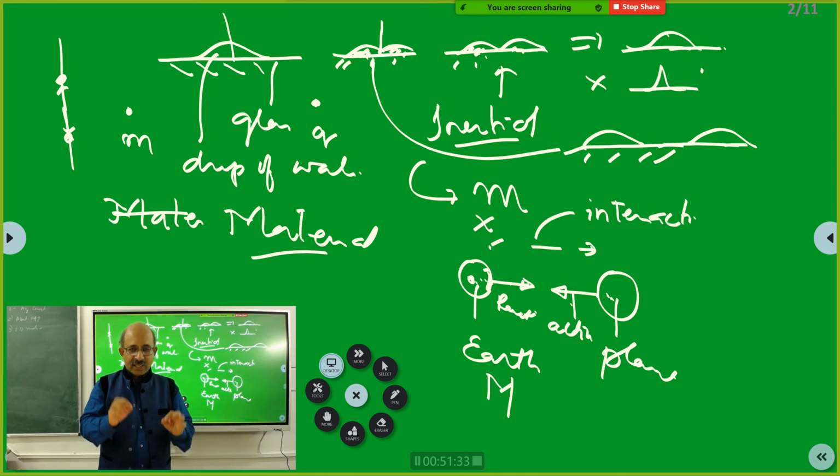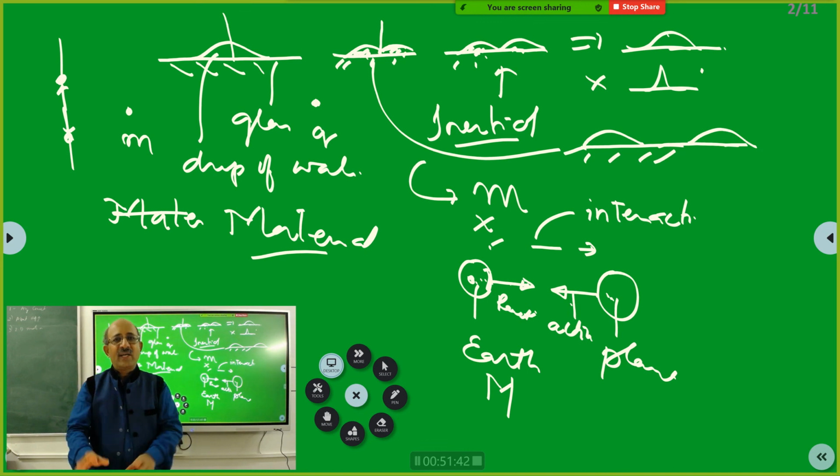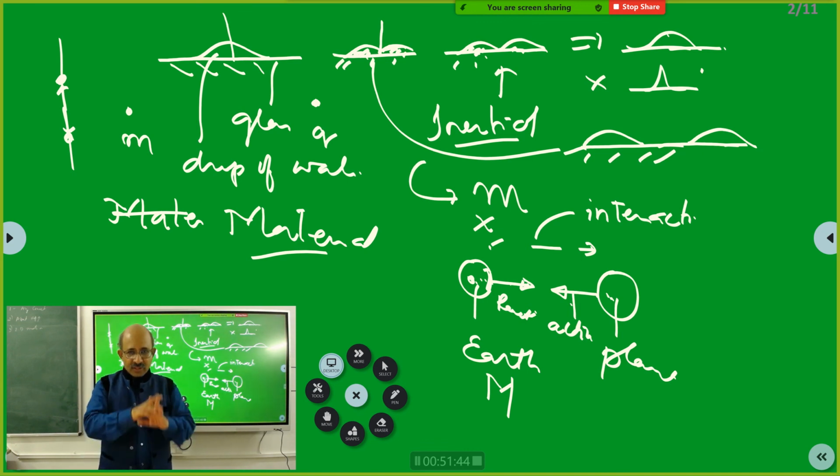So the keywords are very important. You have to use the keyword body, right? And you have to use the words mutual interaction. These things must come. There must be two bodies and there must be mutual interaction.